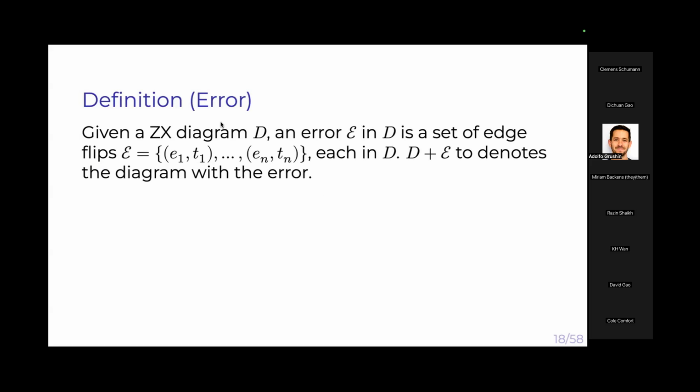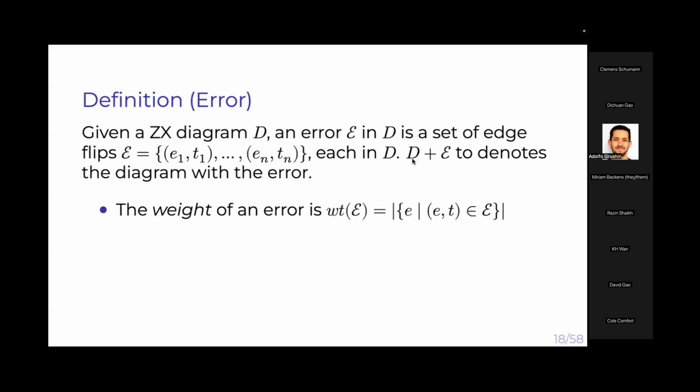And now let's define errors. So an error is just a set of edge flips, and we denote it the same way as we denote edge flips. A couple of terminologies we use: the weight of an error is the number of edges affected by the error. This is important because of the Y error, which would be an X and a Z error on the same edge.